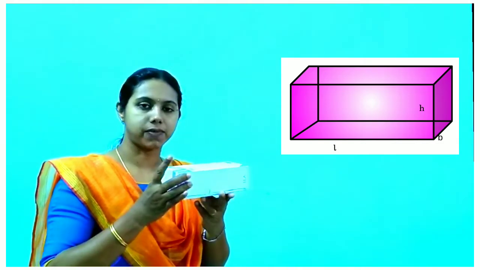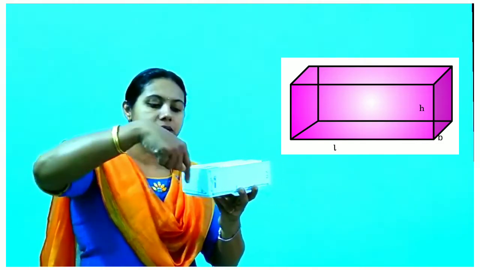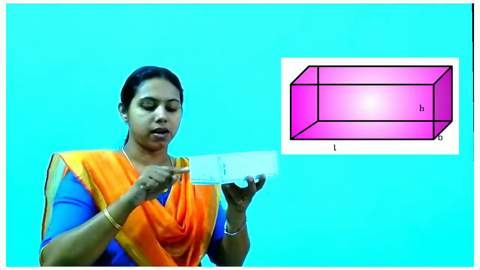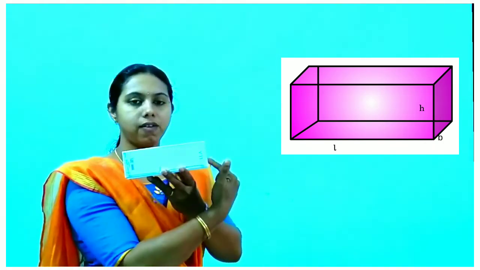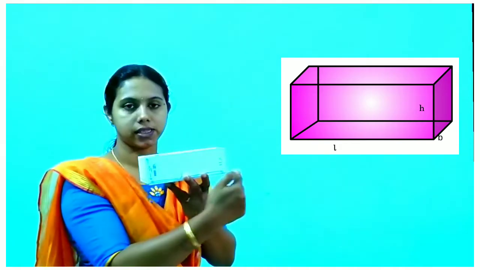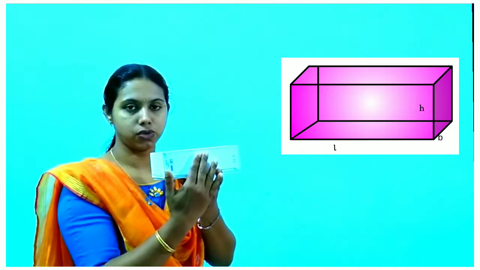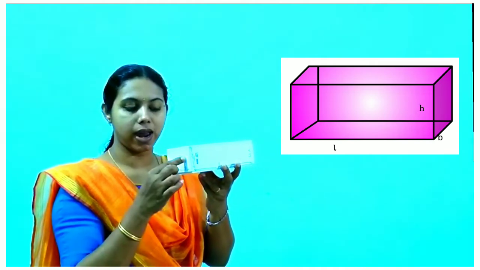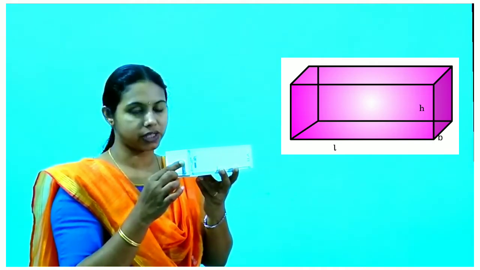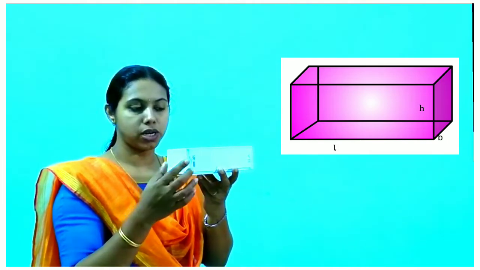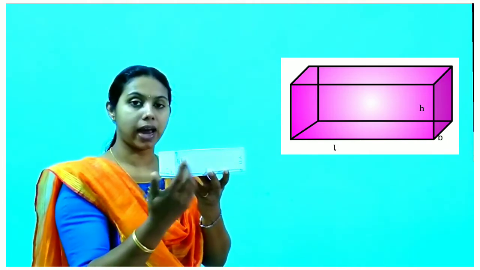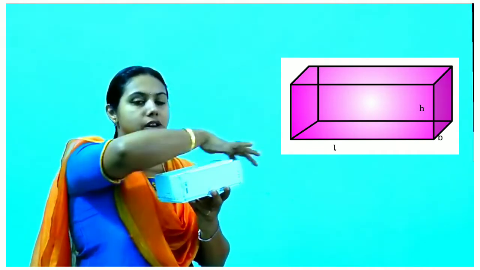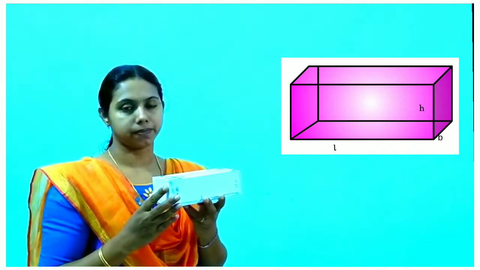And what is the lateral surface area? The lateral surface means these four faces, face 1, 2, 3 and 4. The area of these four faces is 2 length into height and 2 breadth into height, that is 2LH plus 2BH. That is equal to 2 into LH, 2 and H is common, so 2H into (L plus B). That is the lateral surface area of a cuboid.